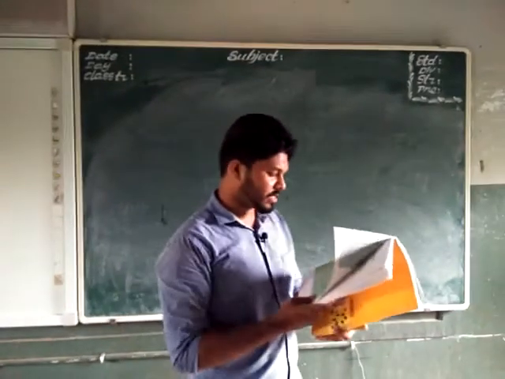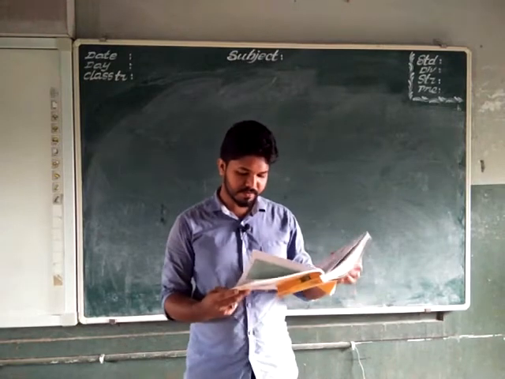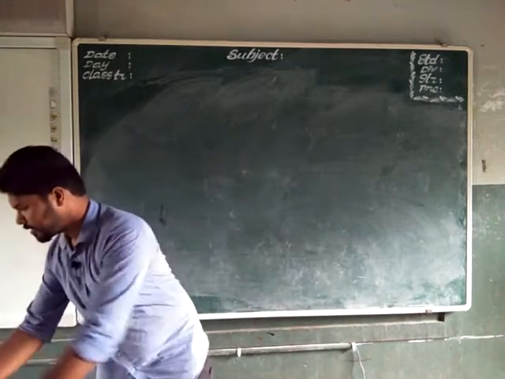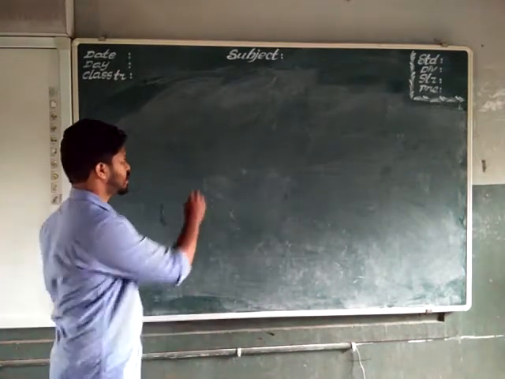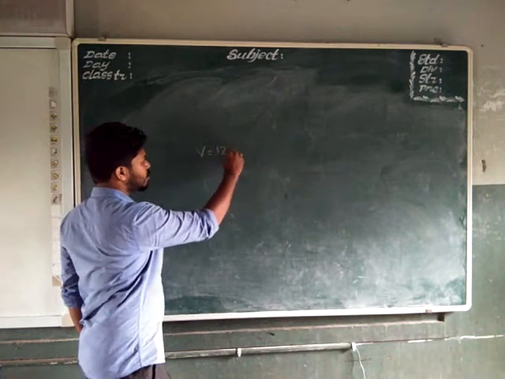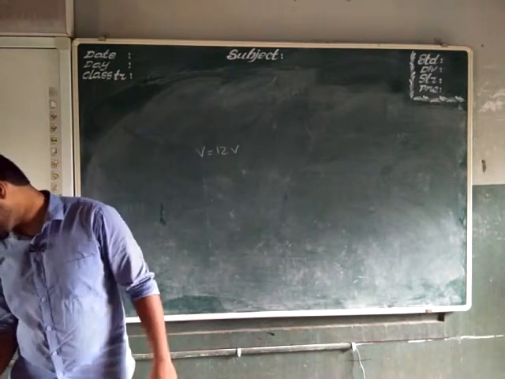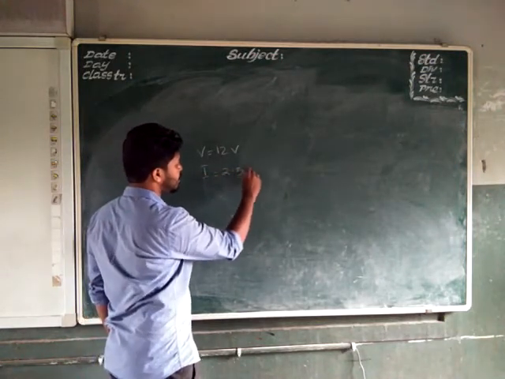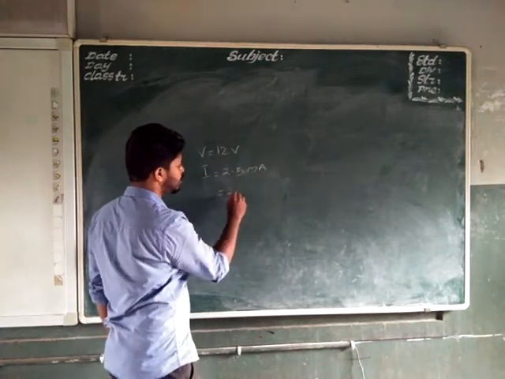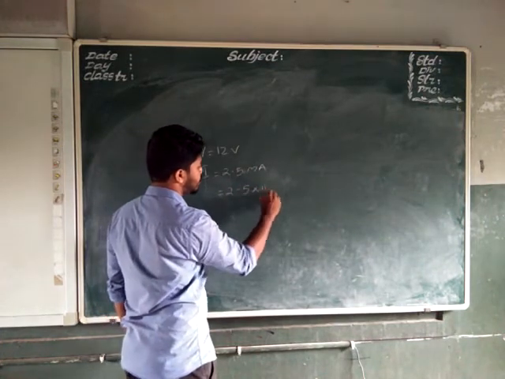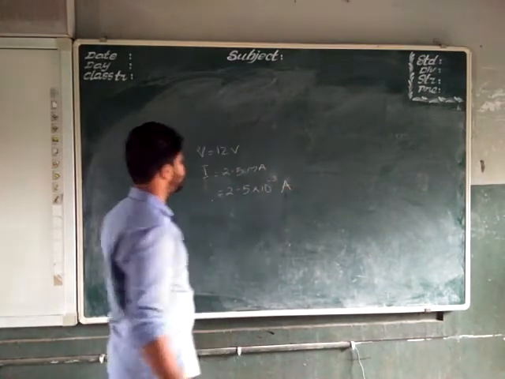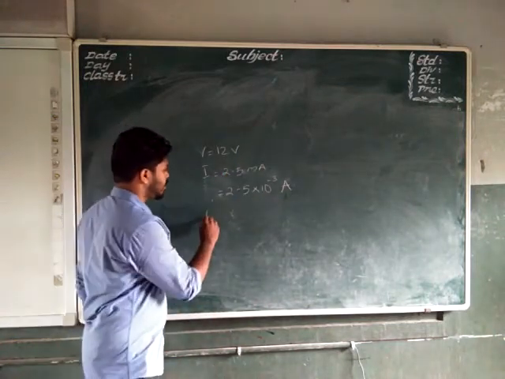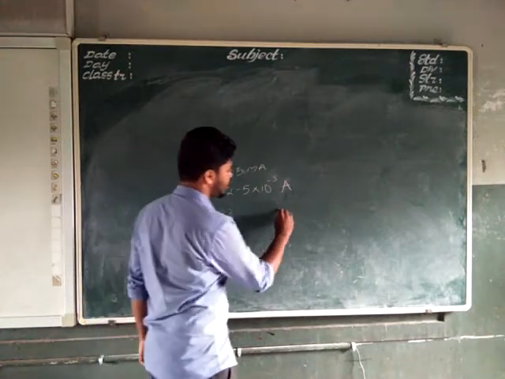When a 12-volt battery is connected across an unknown resistor, there is a current of 2.5 milliampere in the circuit. Find the value of resistance. See, in this 8th question, the voltage is given, 12 volt. Current is given, equal to 2.5 milliampere, which is equal to 2.5 into 10 raised to minus 3 ampere. We have to convert milliampere into ampere. Then we have to find R.